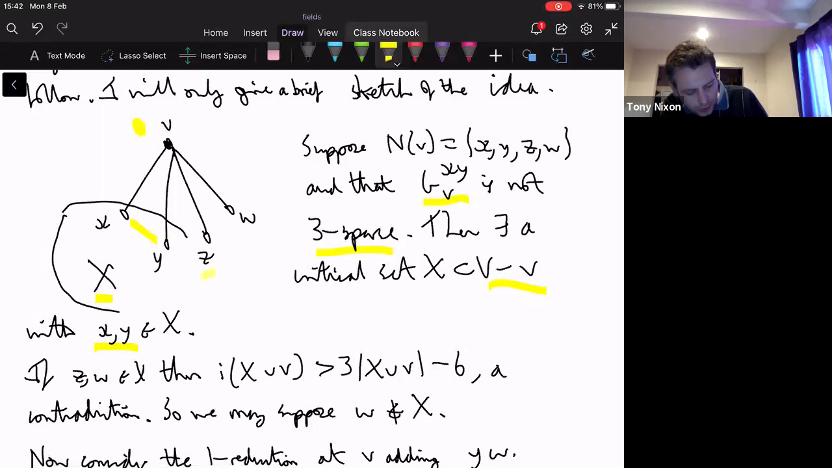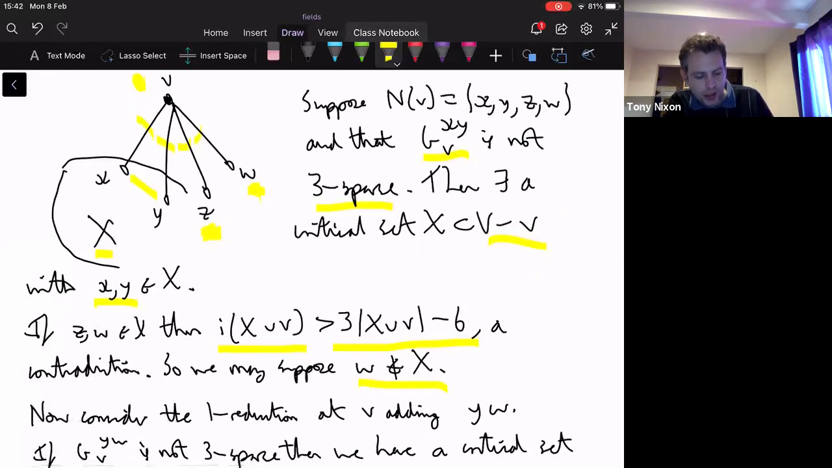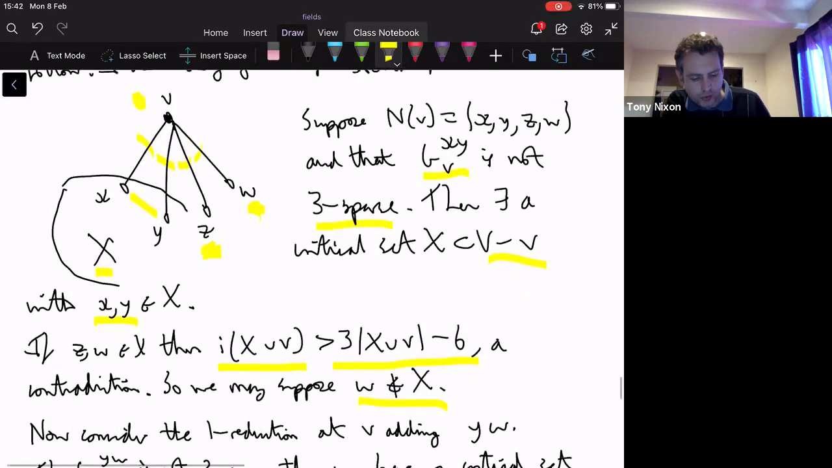First of all, if Z and W are both in this critical set, then we would add 4 edges and 1 vertex. And so we'd find that i of X union V is strictly greater than 3|X union V| minus 6. So that tells us that at least one of these 2 vertices, Z and W, is not in X. Suppose it's W. Since W is not in X, we can consider an alternative one reduction at V, which deletes V and adds WY. So we could look at that one instead.